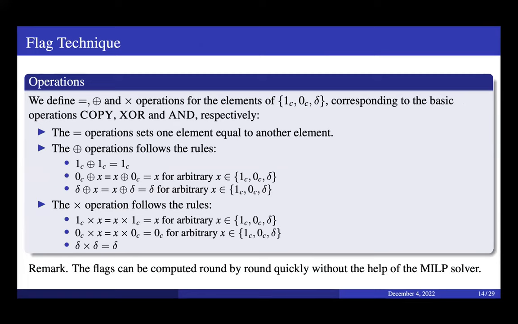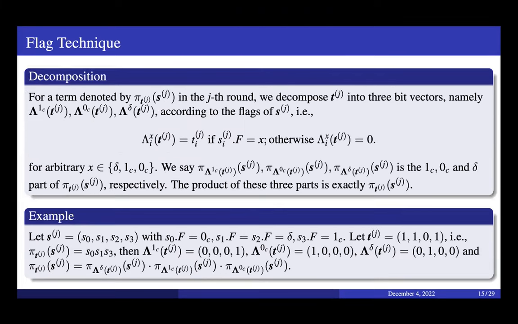We can also define the following basic operations for the computation of flags. And with the help of these rules, we can compute the flags for each bit round by round immediately. And this does not require the help of an MILP solver. For a term denoted by x^t_j s_j in the j-th round, we can divide the vector t_j into three bit vectors according to the flags of s_j. For the sake of understanding, I temporarily call these three vectors 1C vector, 0C vector, and delta vector. For example, if the flag of the i-th bit of the vector s_j is delta, then the i-th bit of the delta vector is equal to the i-th bit of the vector t_j. Otherwise, it is zero. Further, according to these three vectors, we can express the monomial as the product of these three parts, which we call the 1C part, 0C part, and the delta part of the monomial.